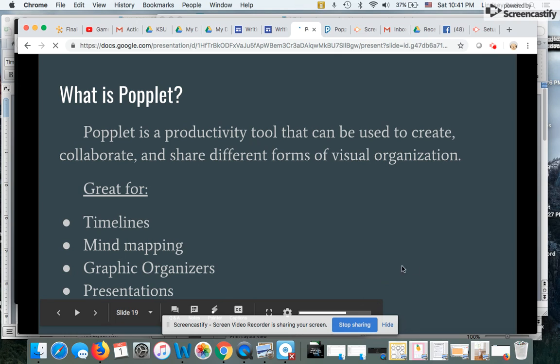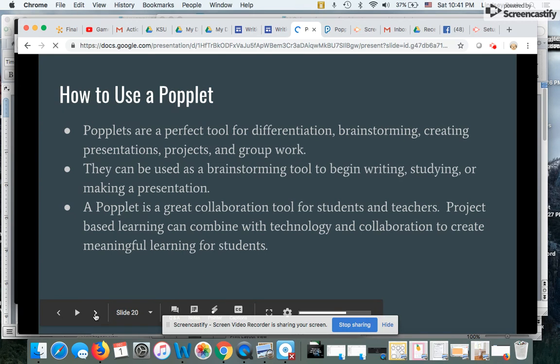All right. So here's what we talked about. I talked about what was good for Poplet, what they could use it for: timelines, mind mapping, graphic organizers, presentations. Our focus is on writing because our school's writing scores are on our school improvement plan to improve. We're seeing a decline in creative writing as a whole in our school, and I don't know if you all are seeing that too in our state. It just seems that they're struggling to generate a topic, so having a map might be helpful.